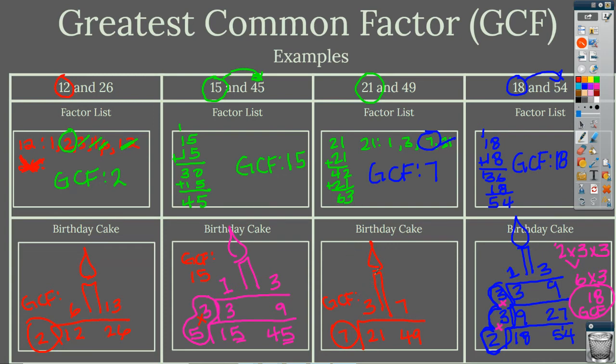So these are the two methods that you can use to find greatest common factor for two numbers. You can pause here if you need to write any of this down. I'm going to move to the next slide.